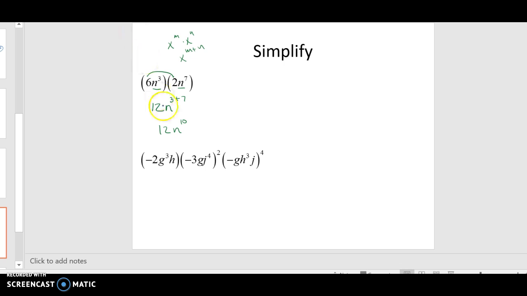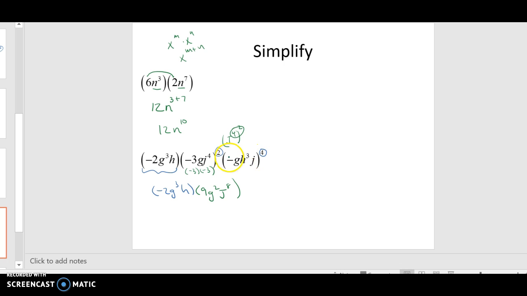Now the next one, first thing I'm going to do is get rid of these exponents on the outside. So do I have to raise this quantity to anything? No. So that's -2 g to the third h. But now when I raise this to a power, that's going to give me -3 times -3 is going to give me 9 g to the second. But now j to the fourth to the second. When I do this, what do I do with the exponents? This is where I multiply. So it's going to be j to the 8th.